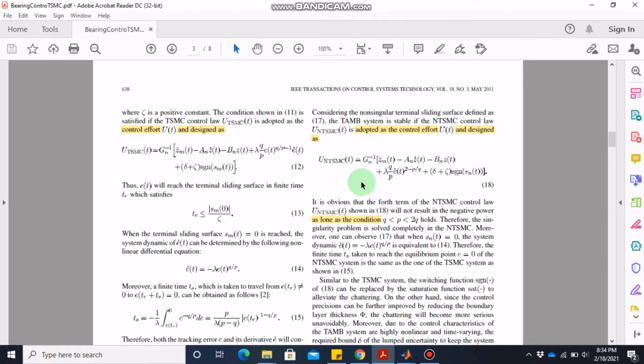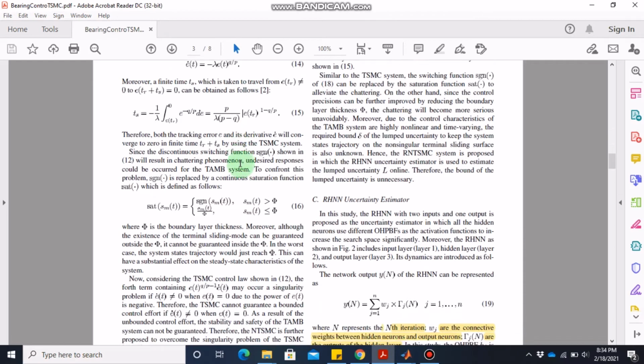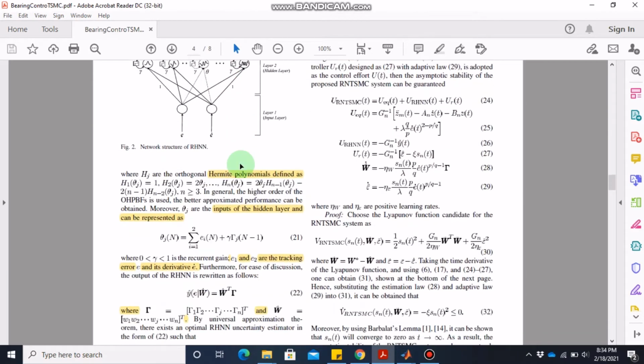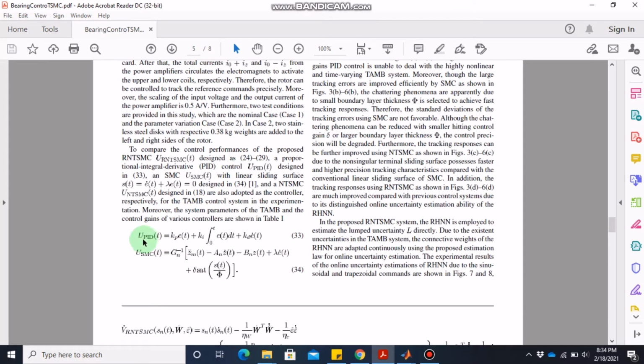And then the first very simple control law that we are going to discuss is basically presented at the end of the paper. This is the PID control law: Kp times error plus Ki times integral of error plus Kd times the derivative of the error.